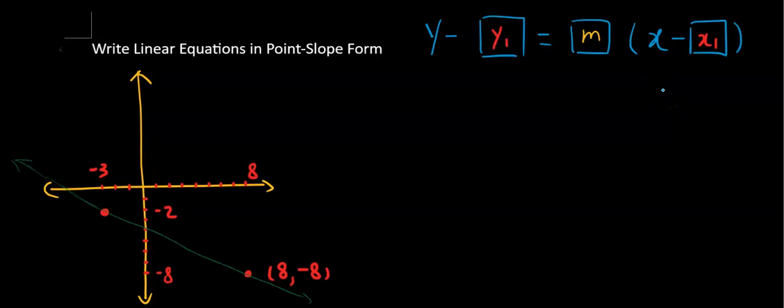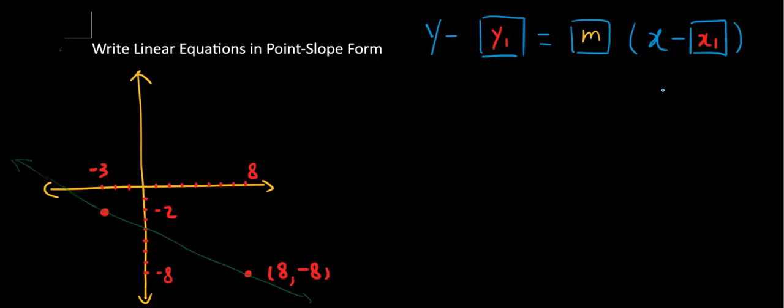Welcome back. In this practice, we're going to write a linear equation in point-slope form. I already wrote down this point-slope form for you. Remember, here's a point. You're going to plug in the point, and here is the slope. All right, this question gives us a graph.